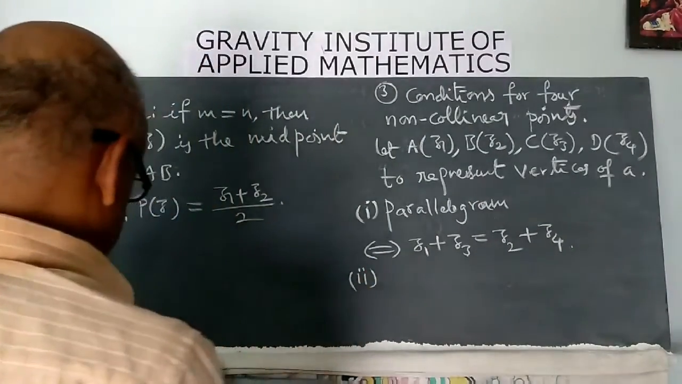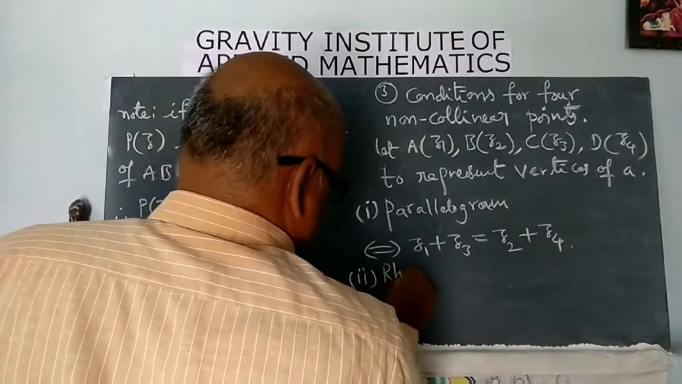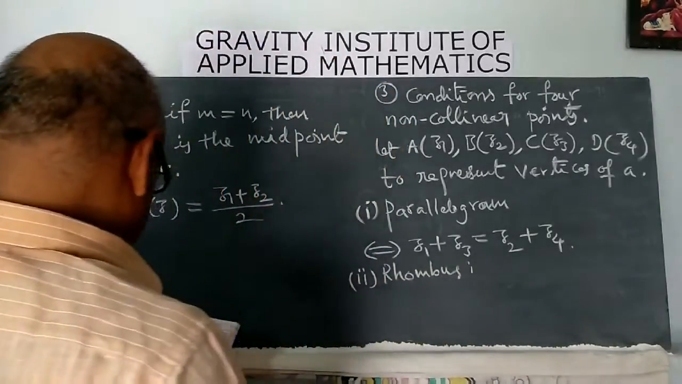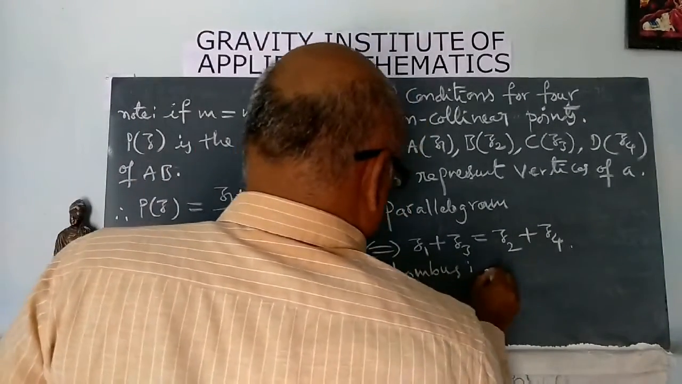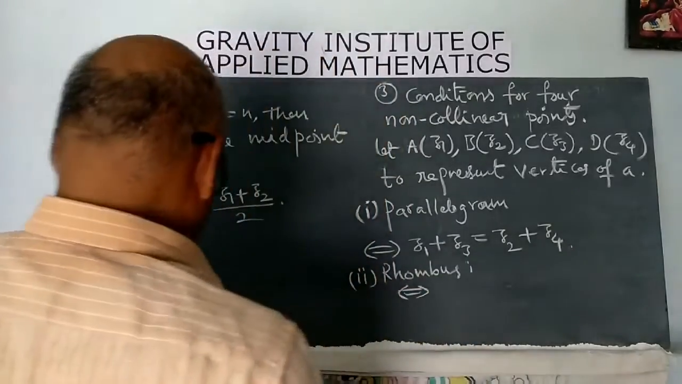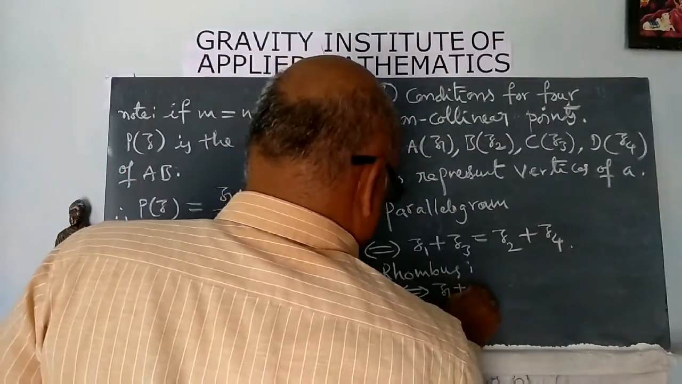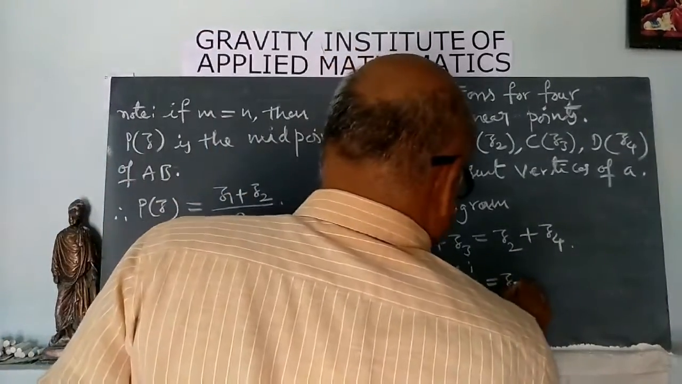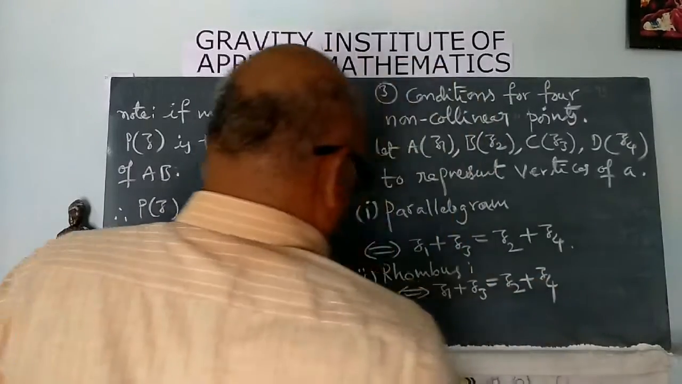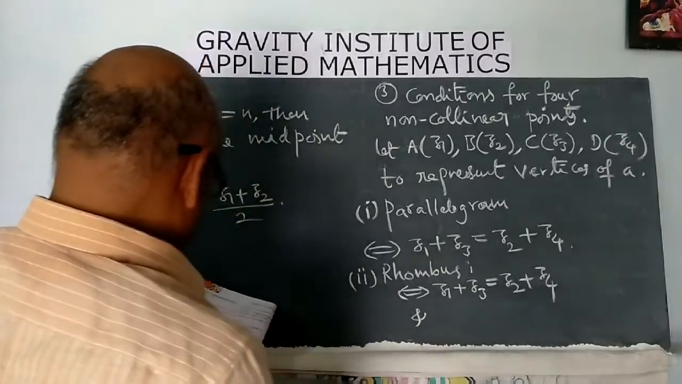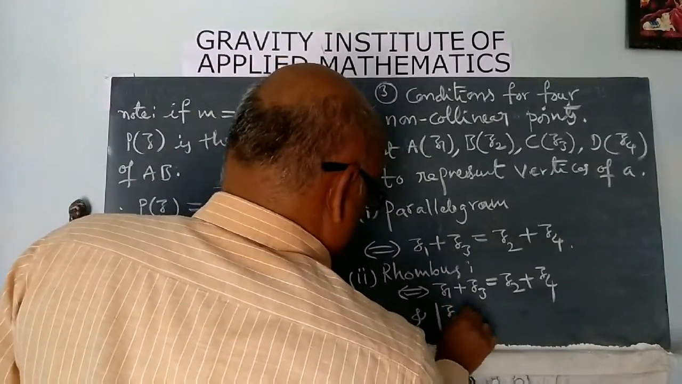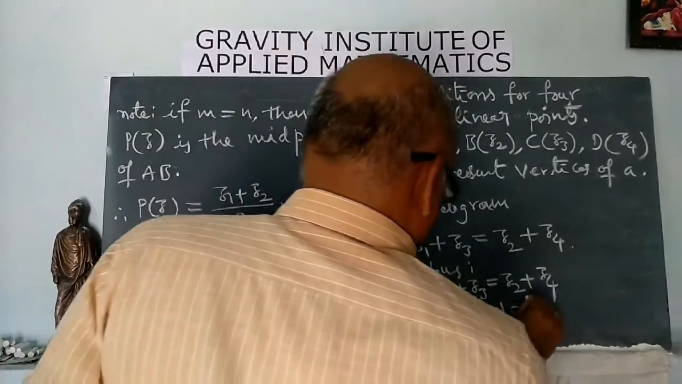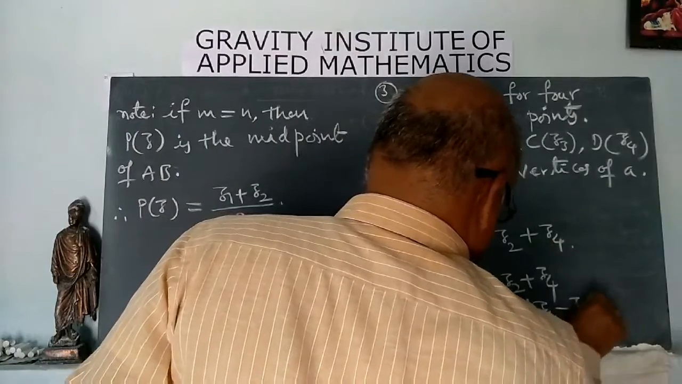The second subpoint, rhombus. If and only if Z1 plus Z3 is equal to Z2 plus Z4 and mod Z2 minus Z1 is equal to mod Z4 minus Z1.